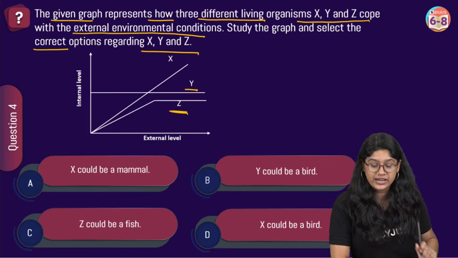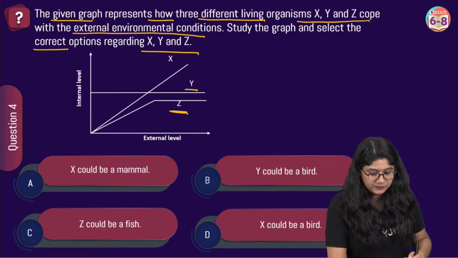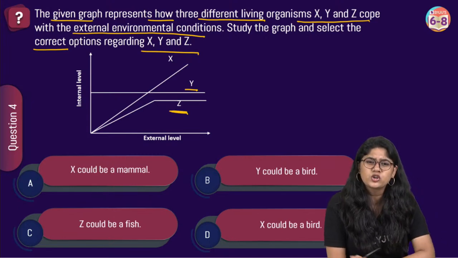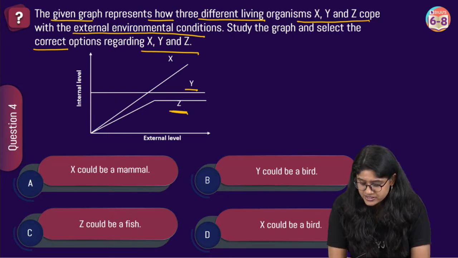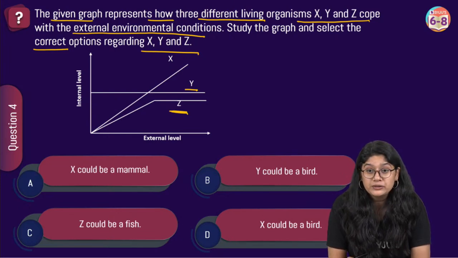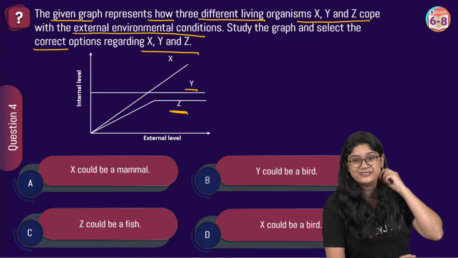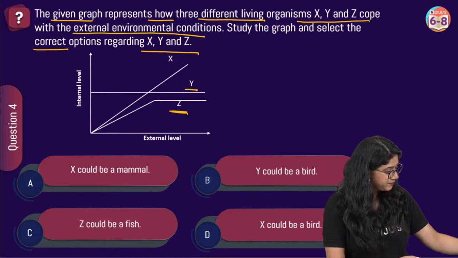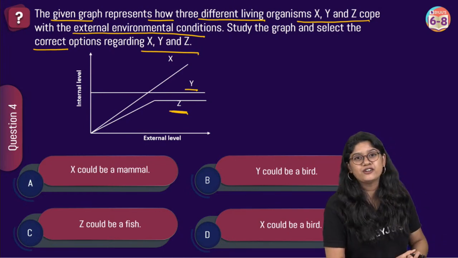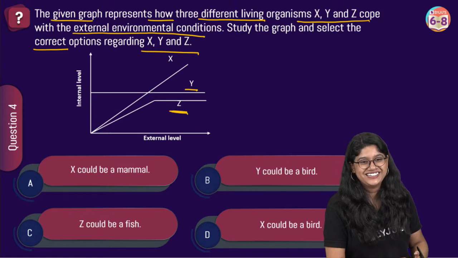So then we have to find out, X could be a mammal, X is this. Do you think it could be a mammal? After that discussion, do you think that it could be the mammal? Yes, everyone. Please write it out. Very good. I can see the correct answer. 49 of you have voted for the correct answer.